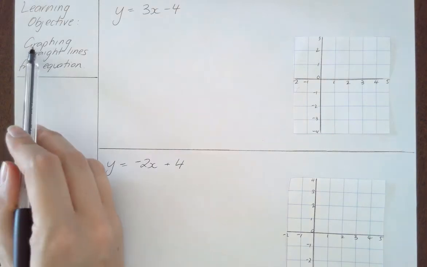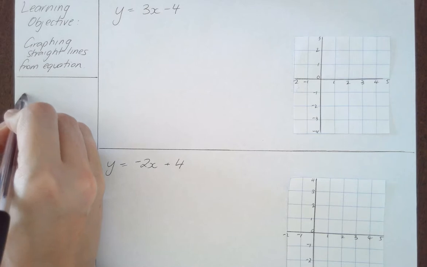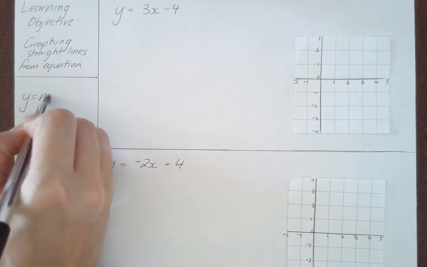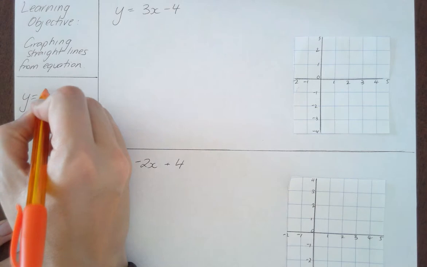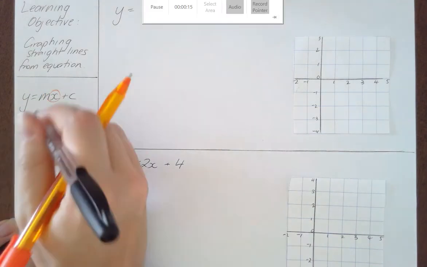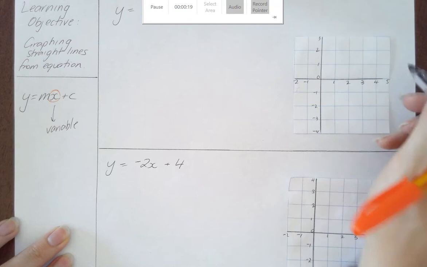Okay, in this lesson we are going to graph straight lines from their equation. Remembering that the equation is in the form of y equals mx plus c. Let's have a think about what these mean. The x is our variable. It will change.